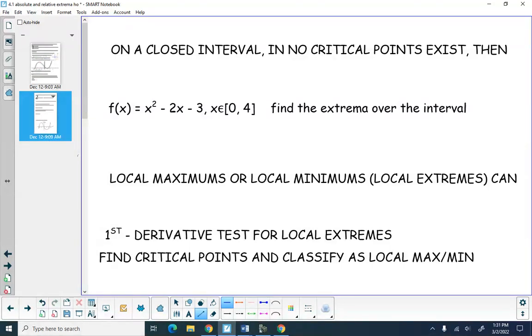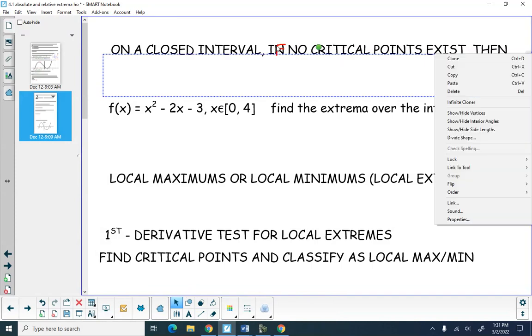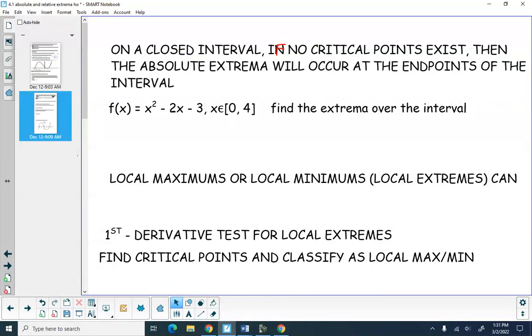On a closed interval, if no critical points exist, then the absolute extrema will occur at the endpoints of the interval.